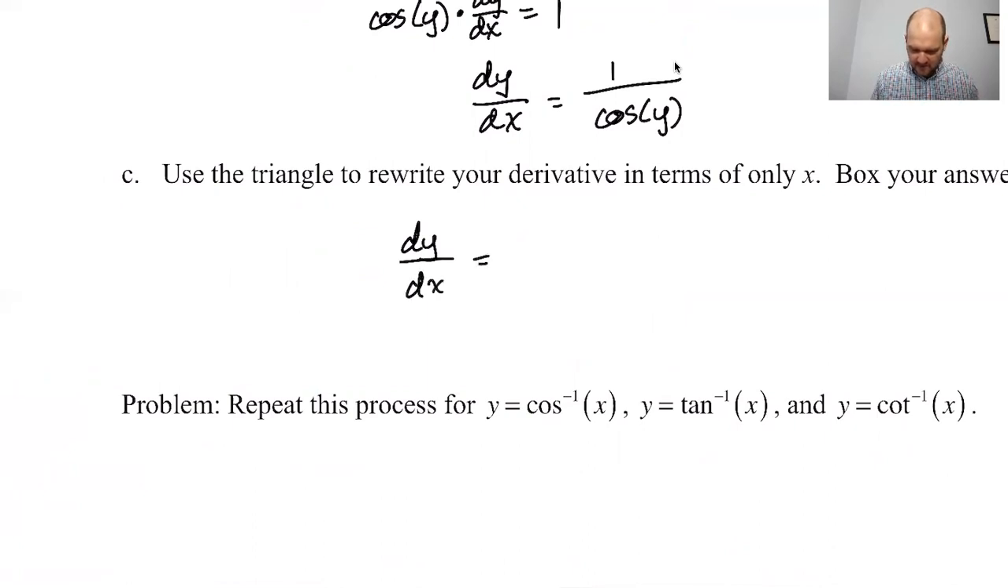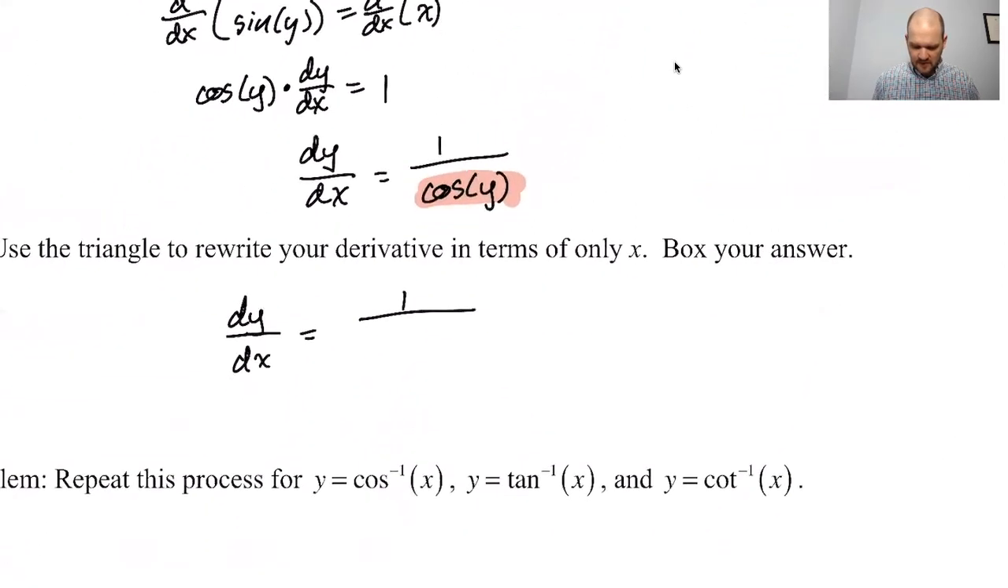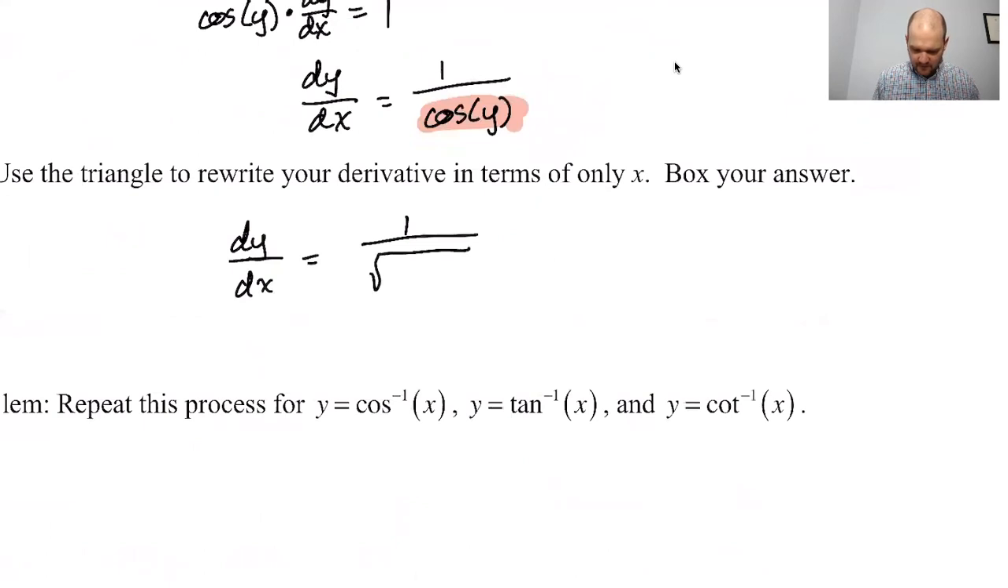dy/dx is 1 over, okay, so we're replacing cosine of y with this because we want to write our answer in terms of x. So over square root of 1 minus x squared. And that's our answer. It says to box it, so let's do that.